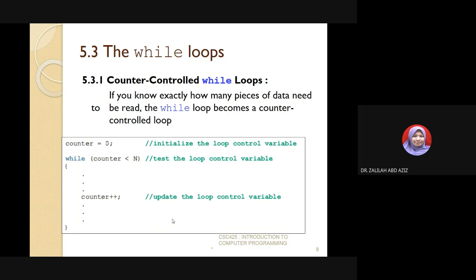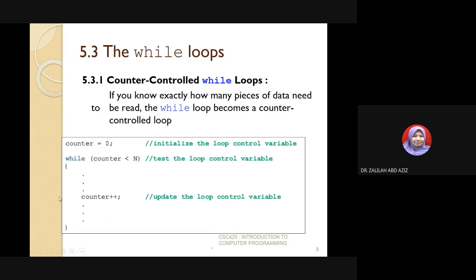Okay, while loop has two types. One is counter control while loop. If you know exactly how many pieces of data need to be read, the while loop becomes a counter control loop. This is similar to for loop. Kita tahu berapa kali nak the loop iterate, then kita akan gunakan counter control while loop.